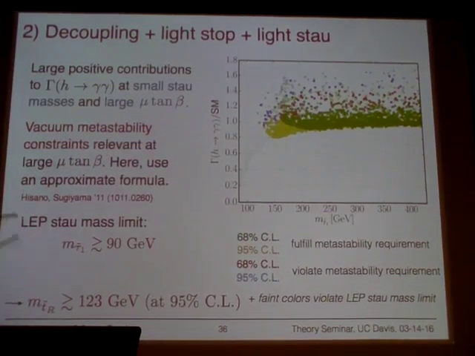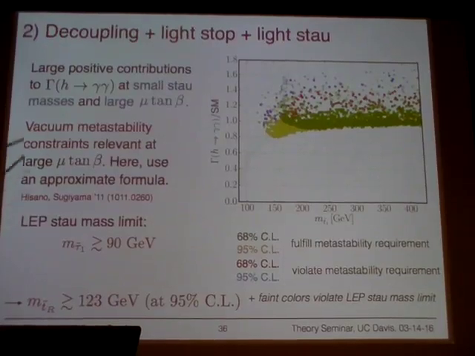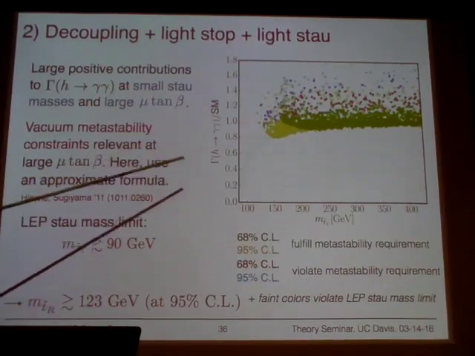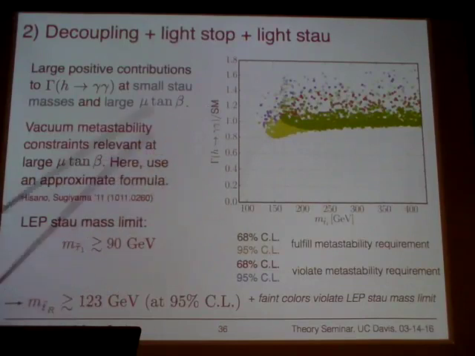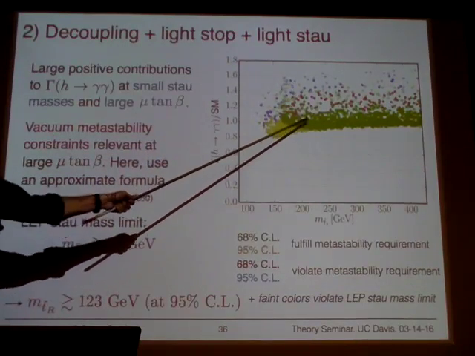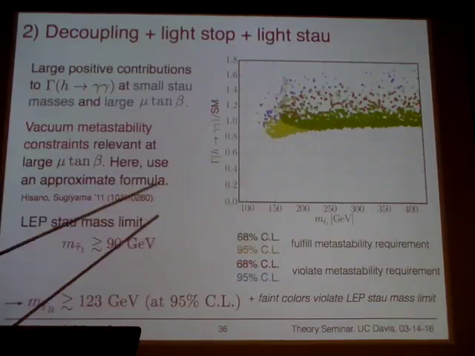There are additional constraints which we took into account from vacuum metastability. So if this is too large, then we encounter those problems. We use some Oxford formula and so on. But assuming that we fulfill all these constraints, we can look at these green and yellow dots again.